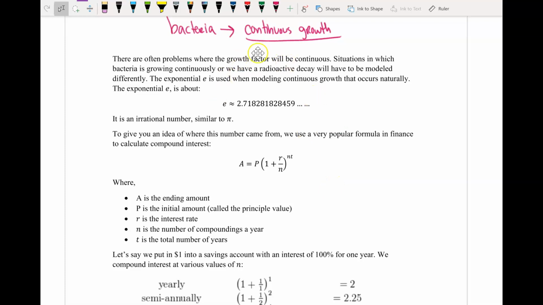All right, so this is where we left off in our previous video. Like I was saying, there's some situations where problems are continuous. For example, bacteria is growing continuously, or maybe we have radioactive decay, right? So we have to model them a little differently.